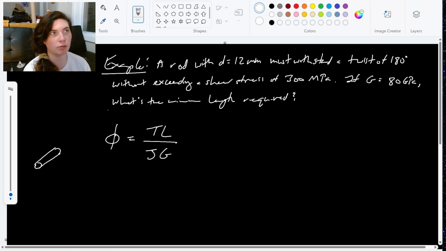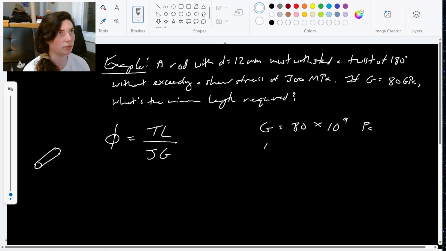So if we look at our recipe here, in our recipe, we have an angle of twist, torque, length, polar moment of inertia, and shear modulus of elasticity. So the ingredients that we've already got in our problem statement, we know G is 80 gigapascals, which a giga is 10 to the 9th, right? Giga is 10 to the 9th, mega is 10 to the 6th, kilo is 10 to the 3rd. So 10 to the 9th pascals. So we've got one ingredient to put in our recipe there.